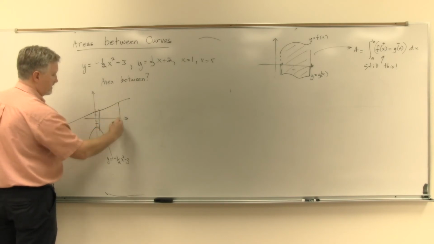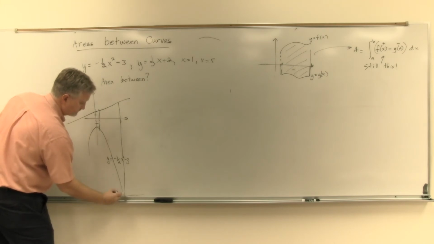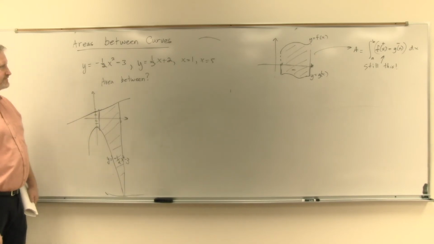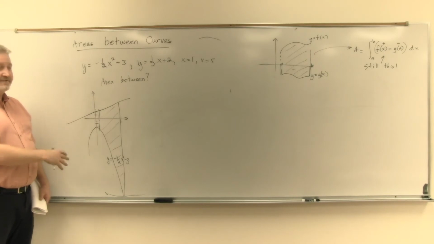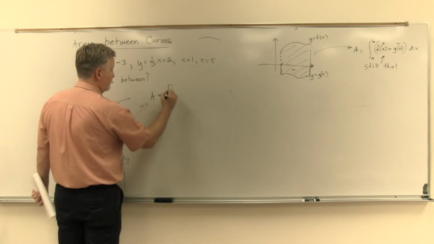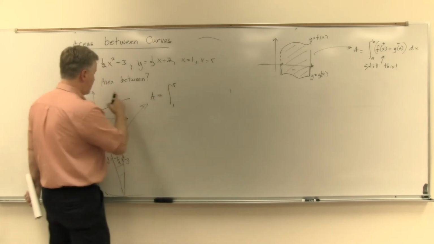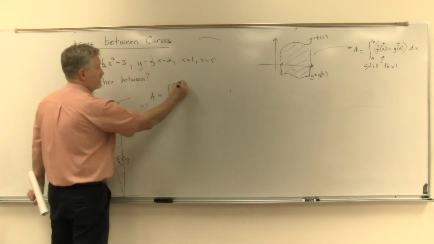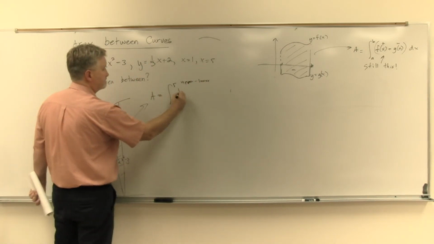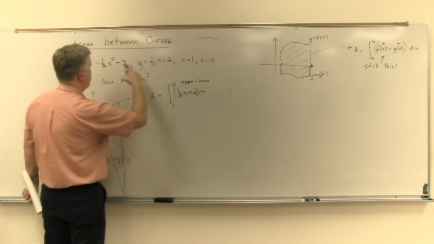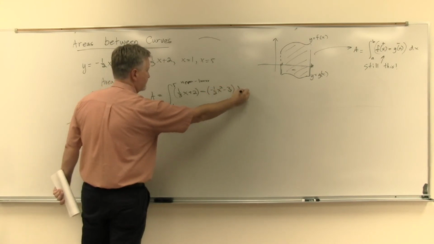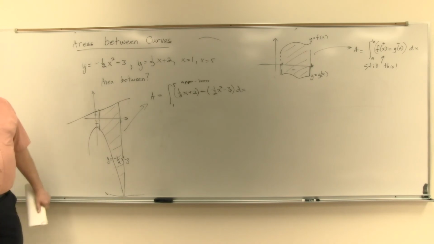Yeah, so this is our example of I want to find that area right there. Well, even though one's below the x-axis, that doesn't matter. That area between them is the integral a to b, which in this case would be 1 to 5. Upper, which would be the one-third x plus 2 would be the upper one here, minus the lower one, which would be the negative 1/2 x squared minus 3. Okay? Just same thing. Upper minus lower.